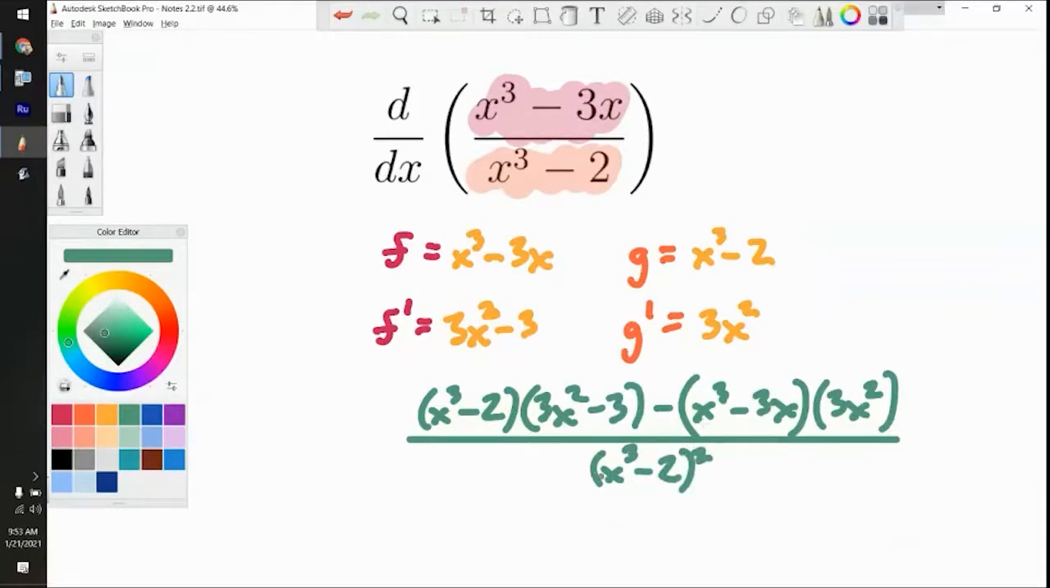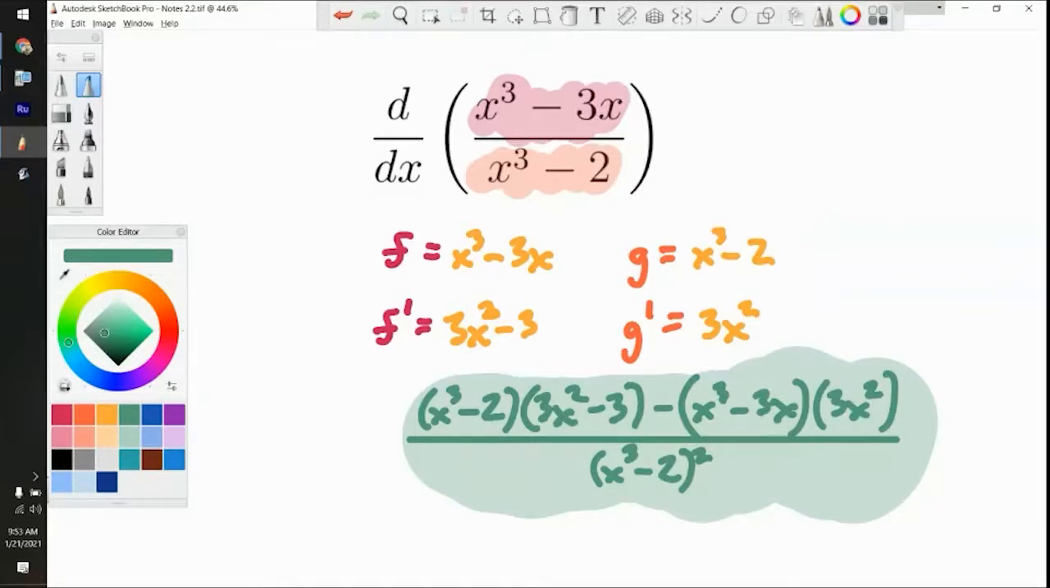See if anything cancels. Looks like no. Now you could simplify at the top if you distributed, but again, you don't really have to do that all the time. The only time you really have to, like they're forcing you to do it, is if this was on a multiple choice and they expanded it all out that way. But we're just going to keep it there.